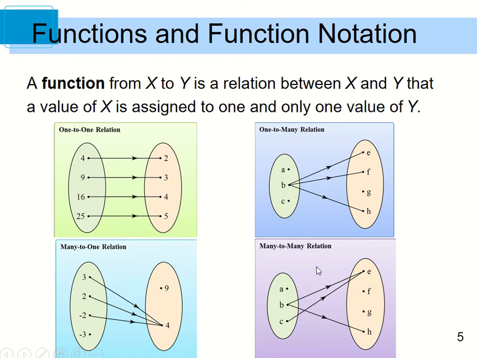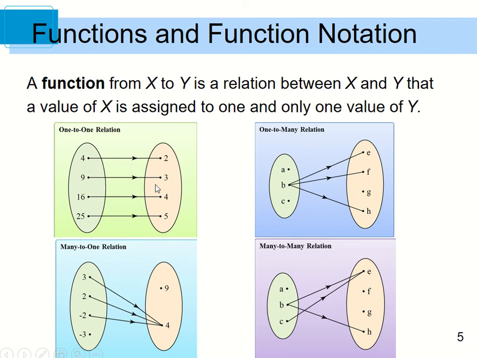And of course, the fourth type of relation is many-to-many relations, right? Many elements in set X are related to one element in set Y, and at the same time, one element in set X is related to many elements in set Y. So we call this many-to-many. Now, when we come to function, a function is actually a relation, right? But one value of X is only assigned to one value of Y.